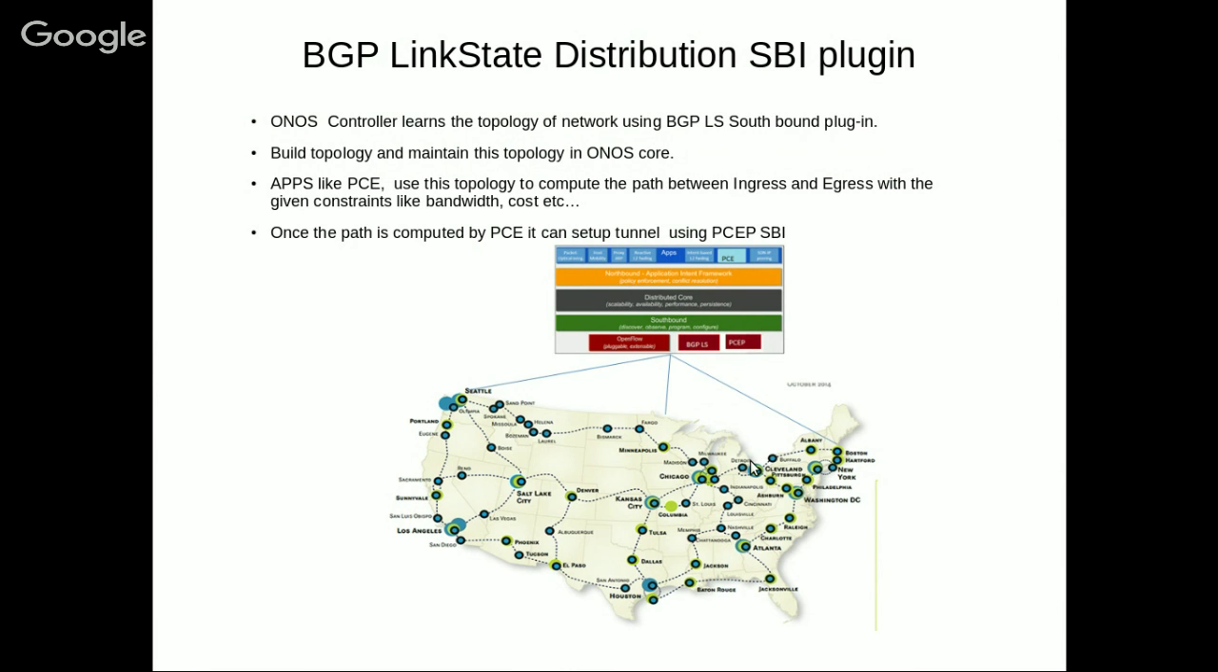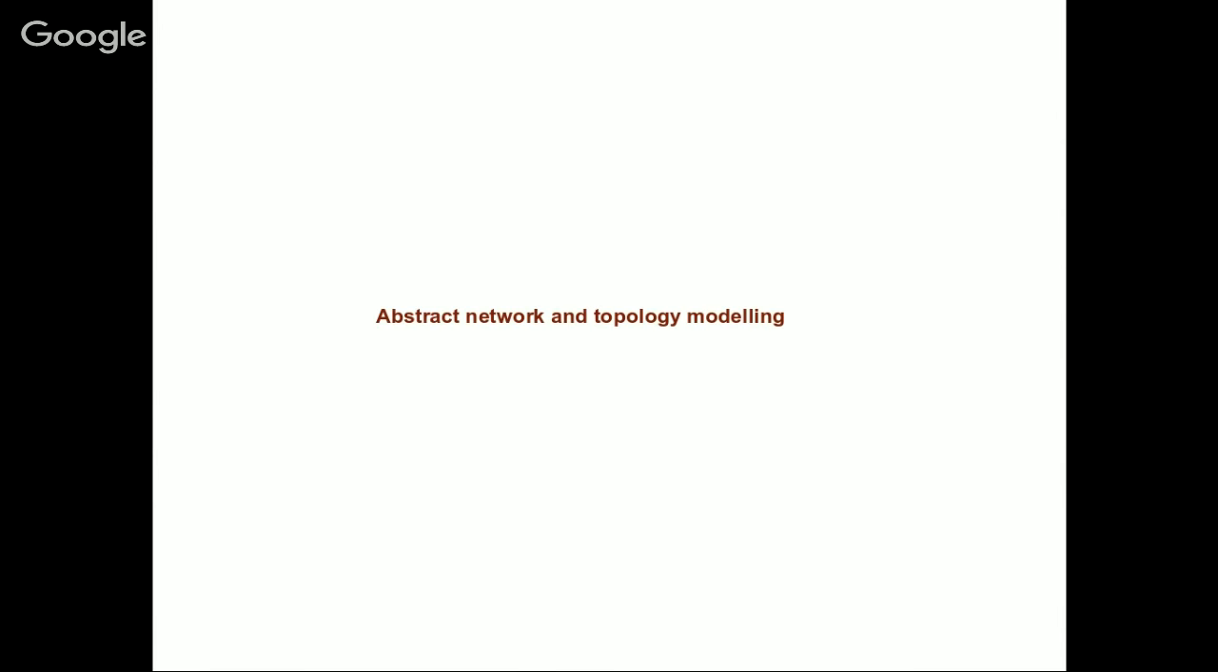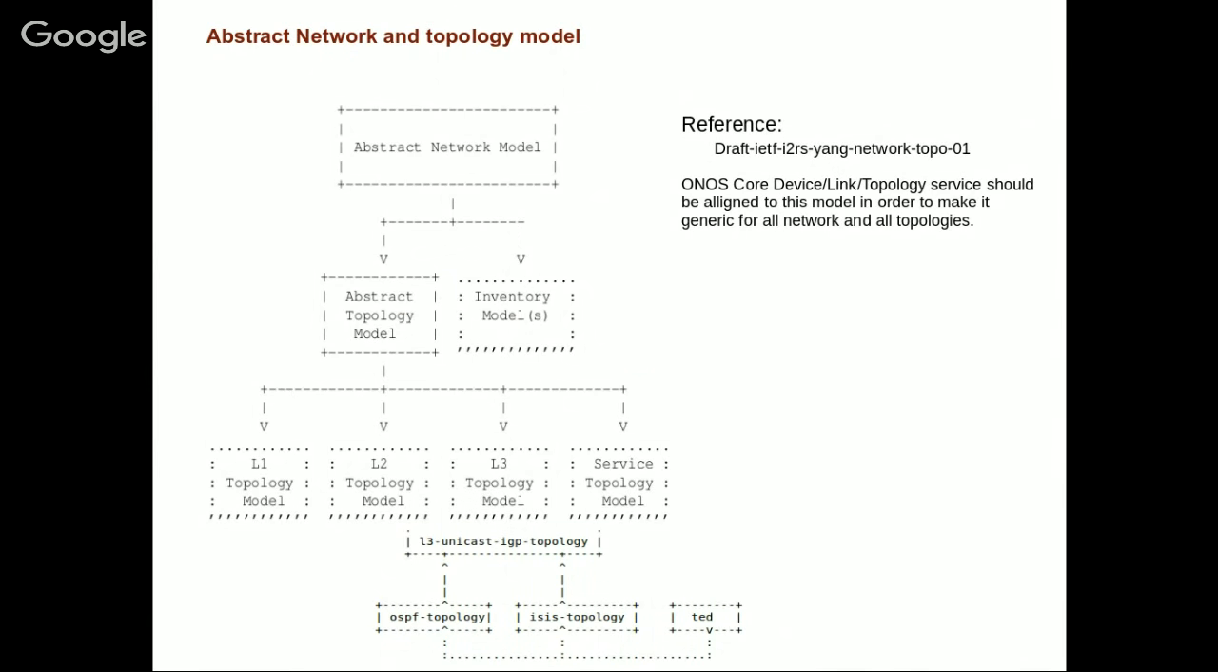To push this topology information, we face some difficulties in the current interfaces which we have with the core. Before going to that, we'll see how the abstract network and abstract topology modeling is done in IETF. This is the IETF draft currently present for I2RS YANG, the YANG model for I2RS to represent the network topology.